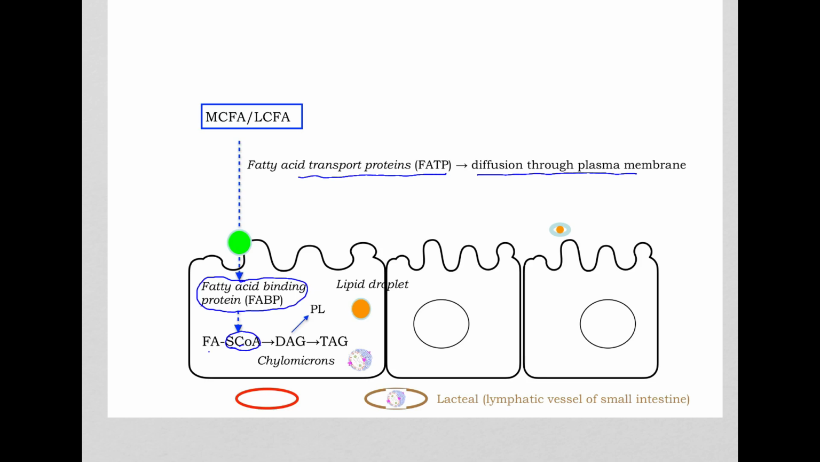Coenzyme A is then attached to these fatty acids, and they are converted to diacylglycerol, and then eventually to triacylglycerol, or the diacylglycerol can be converted into phospholipids. The phospholipids and the triacylglycerol can then either be stored as lipid droplets in the enterocytes, or they can be converted into chylomicrons, which will be then sent out into the lacteals. The lacteals are the lymphatic vessels of the small intestine.